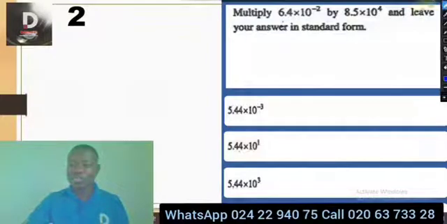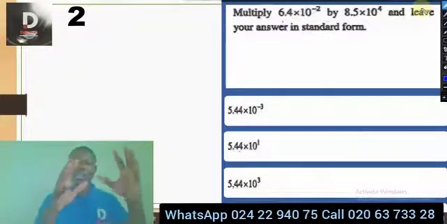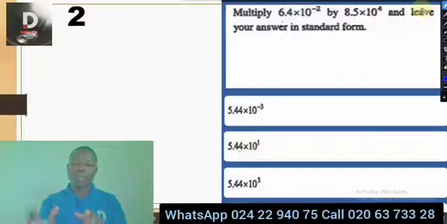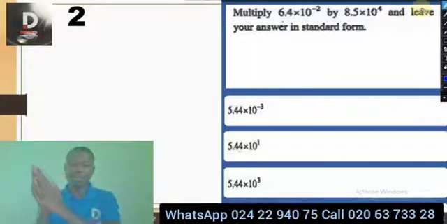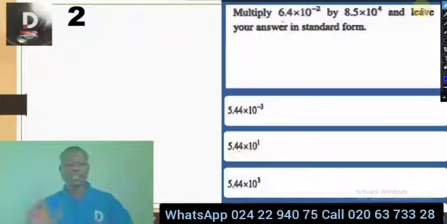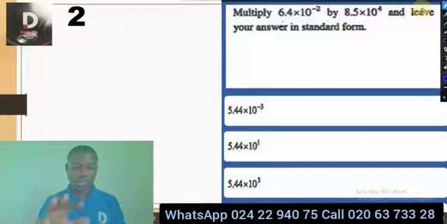Convert this to standard form. It's 6.4 times 10 to the power negative 2 multiplied by 8.5 times 10 to the power 4. And I said you can insert this in your calculator to generate your answer and just convert to standard form finally. Because it's objectives, that's why we're doing so. But you know what to do. Put them in brackets and just work.